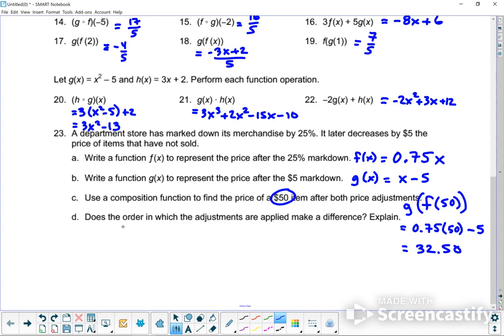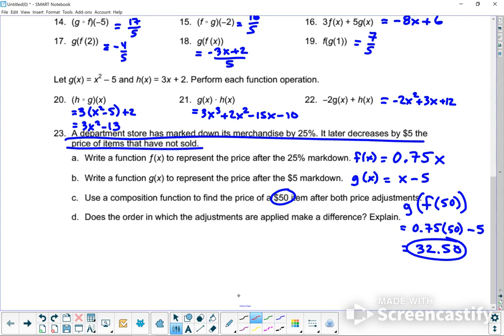Okay, does the order in which the adjustments are applied make a difference? Yes, it does. So that's what g of f of x, or g of f of 50, looks like. That's $32.50. This is actually what's going on with their description up here. But we did it the other way.